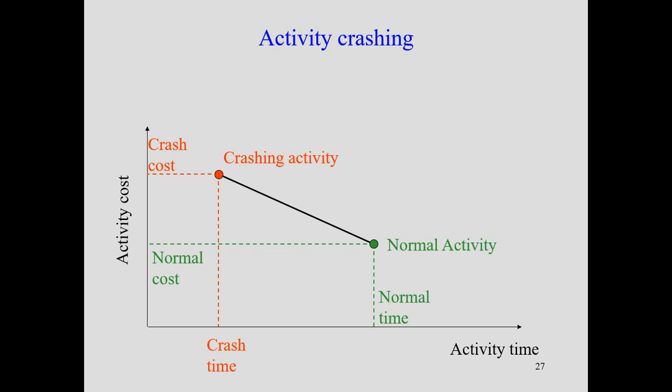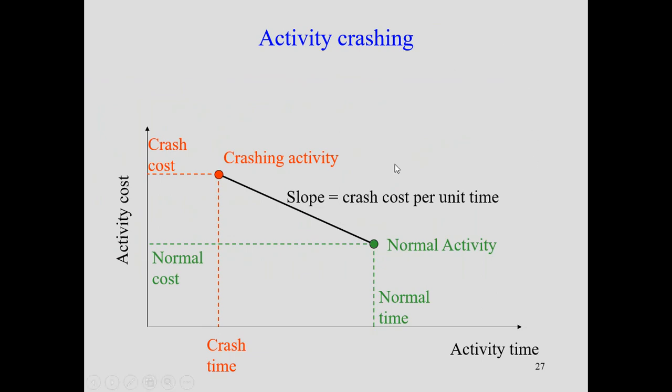Now, this particular line which connects the crash activity to the normal activity is called the crash line, and we are supposed to calculate the slope of it. The slope is normally calculated by finding out the crash cost. So this is the crash cost. We have to find the slope, which is y by x. So crash cost minus normal cost will give you y, divided by normal time minus the crash time. So the crash slope is calculated by this formula.